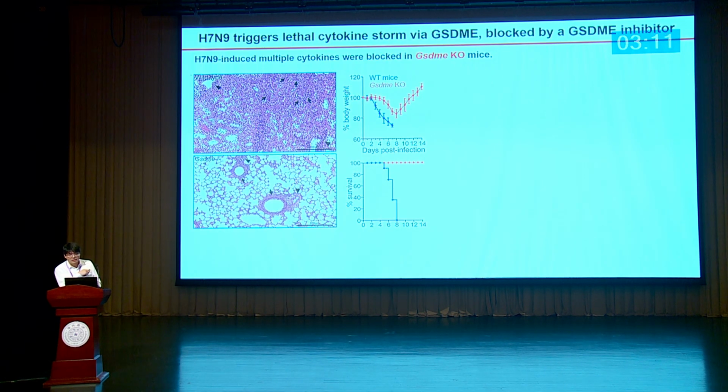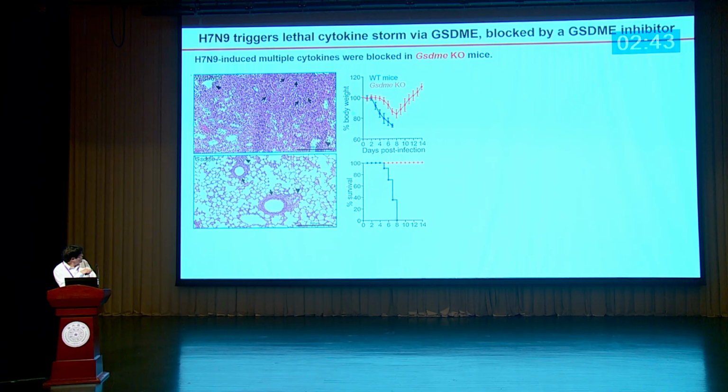And the lethality is almost 50%. Back 10 years ago, there was a small epidemic in Shanghai. The mice, upon infection by H7N9, also die of cytokine storm. We show that using gasdermin E knockout mice, H7N9-induced multiple cytokines were blocked, and the histological data also confirm this.